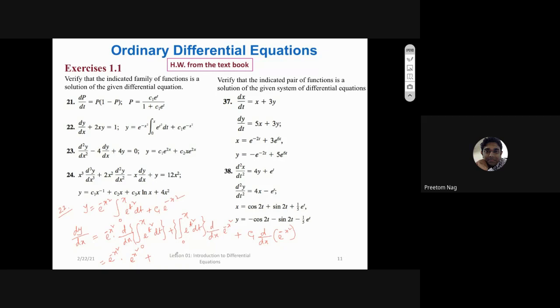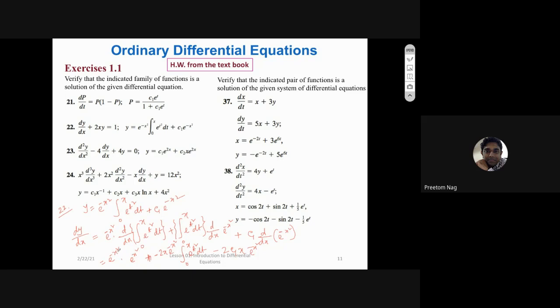D dx of e to the minus x square would be here. E to the minus x square differentiated gives minus 2x e to the power minus x square, and then this part, 0 to x e to the power t square dt. Okay, and plus, in this case it is minus 2c1 x e to the power minus x square. So the things are almost done. Okay, things are almost done.